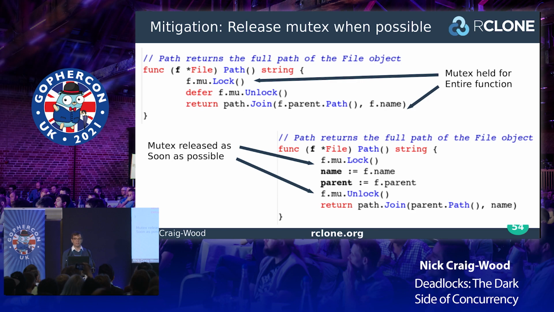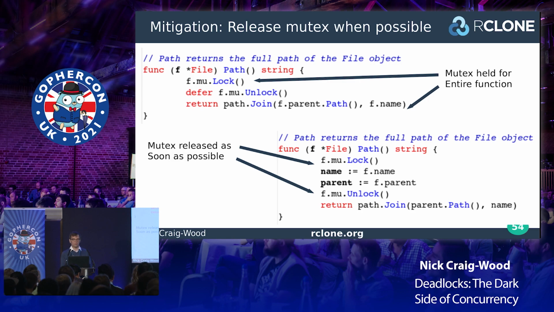Here's one example fix for the deadlock. I call this technique shortening the locking window. What we've done here is release the mutex in file.path as soon as we can. And in doing that, the lock and unlock of the file and directory mutexes no longer overlap.